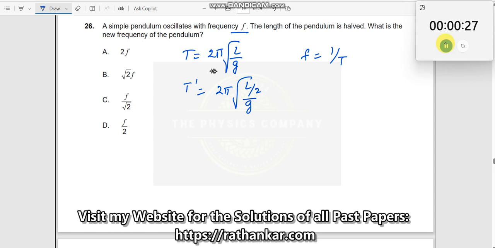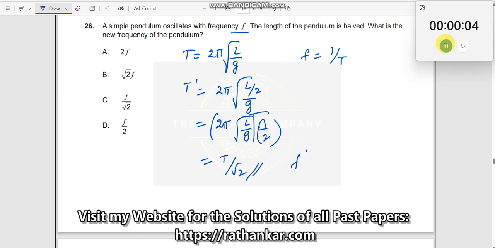So therefore, now what we'll do is, T dash we have got it over here. So I can write this as 2 pi into square root of L by G into 1 by 2. I can write something like this over here. In other words, this can be written as T by root 2, right? This whole thing will be T and this half is inside a root, so it becomes T by root 2.